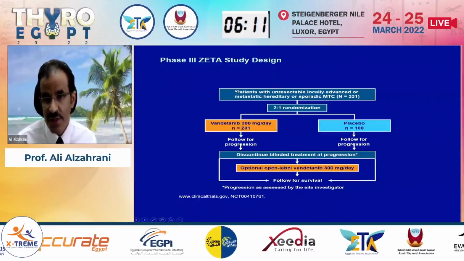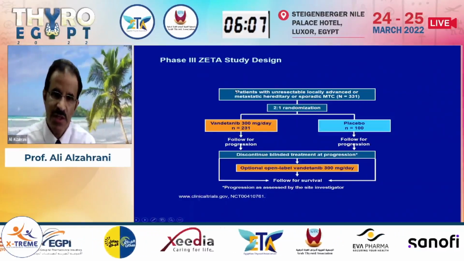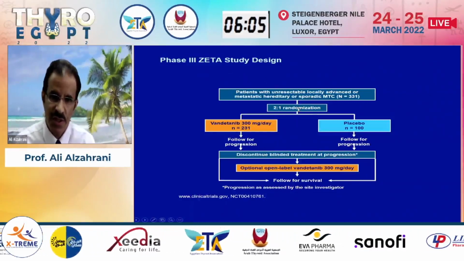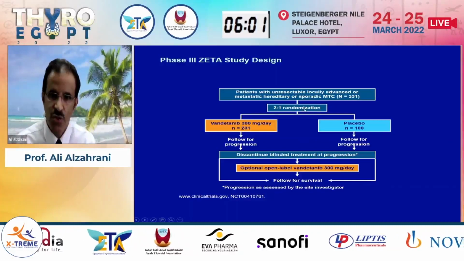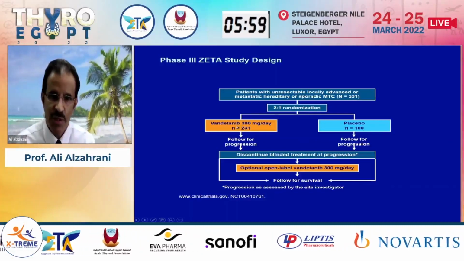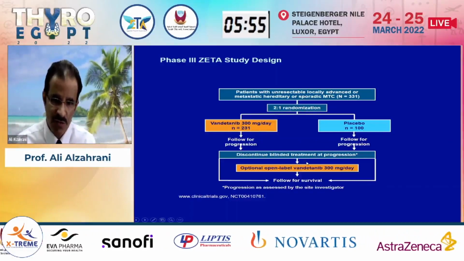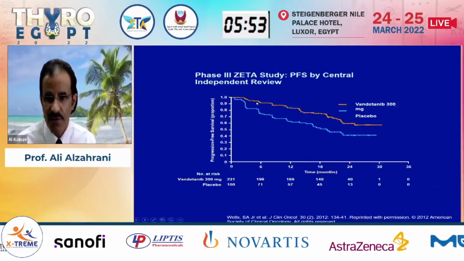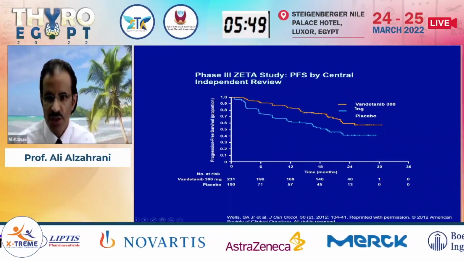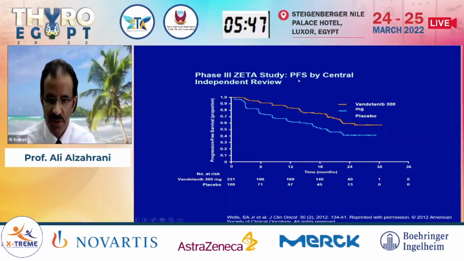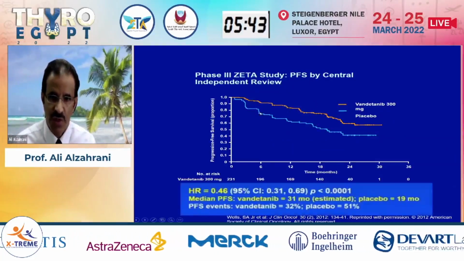Pralsetinib was the first drug to be approved for medullary thyroid cancer. It was tested in this trial called the ZETA trial, and you can see this is a randomized phase 3 trial, 2-to-1 randomization, placebo versus pralsetinib, 300 milligrams daily, and patients were followed up. And the summary of this, you can see it on this Kaplan-Meier analysis. Patients who received pralsetinib did much better in terms of progression-free survival compared to patients who received placebo.